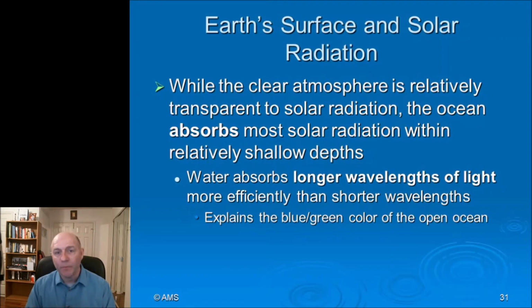Water, for example, absorbs longer wavelengths of light more effectively than shorter ones. So the reds, the yellows are absorbed, and that's why we see blues and greens left over, remembering that white light is a combination of all colors in the spectrum, or the rainbow, if you will. So if you absorb reds and yellows, what's left? Blues and greens. And that's why the open ocean, anyway, tends to look to us as blue or green.